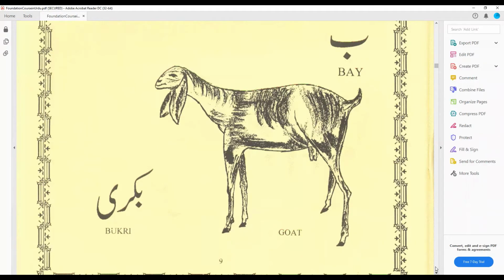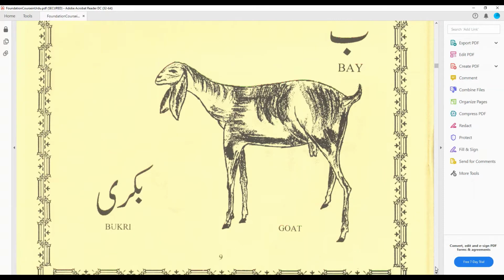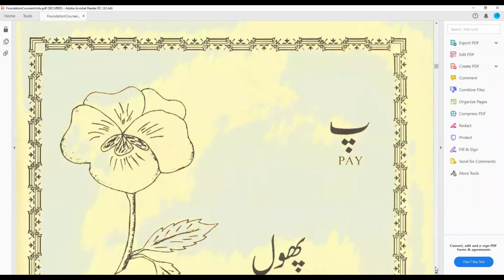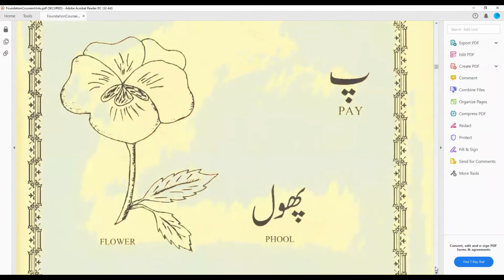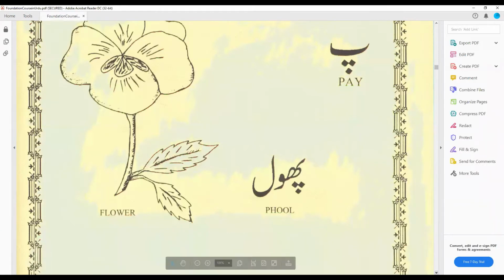What do you say in Chinese for goat? Yeah. I don't know Chinese actually, so I need to learn Chinese from you. Okay, next word we have is pay. Three letters under the curve line, and three dots under the curve line. It's pay, and pay means flower. It's a four-letter word actually.